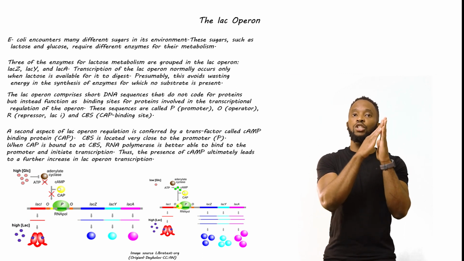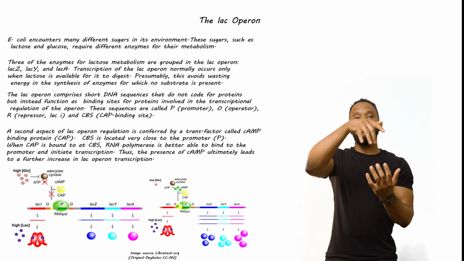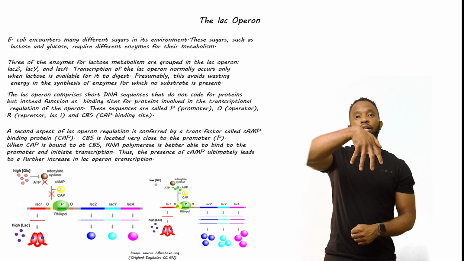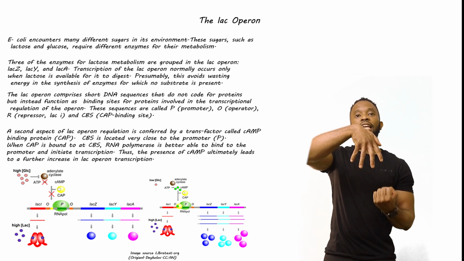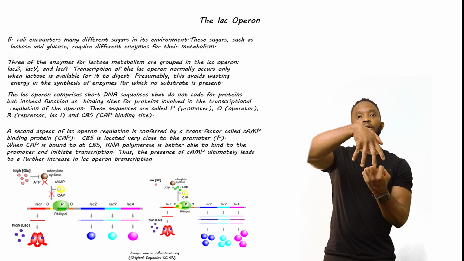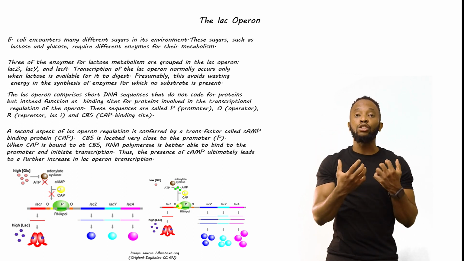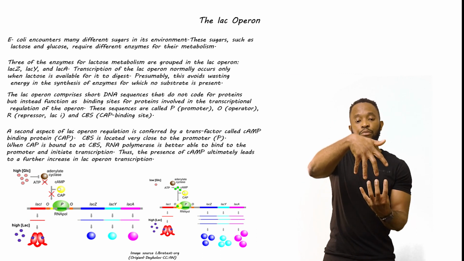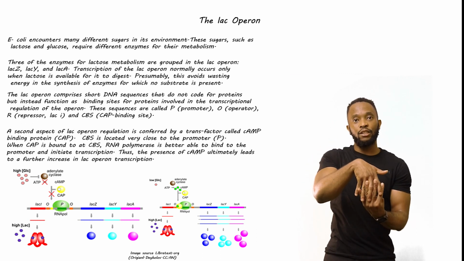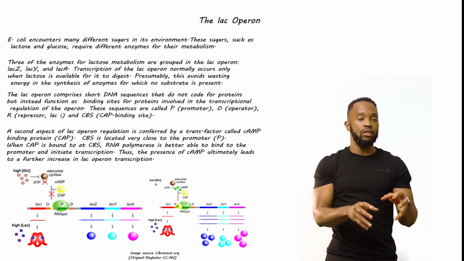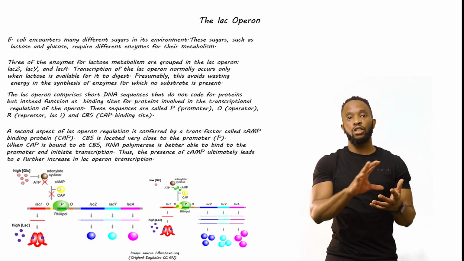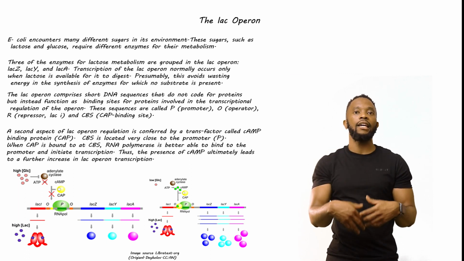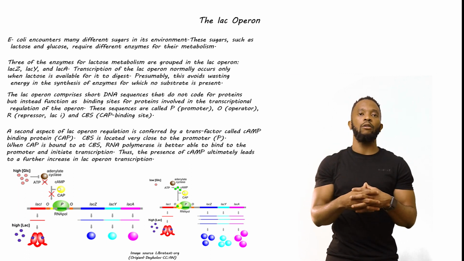So this is like a switch button, on and off. If this is your operator, when you have lactose, your repressor will not be able to bind. But as soon as you don't have lactose anymore, your repressor binds like this to your operator, and as a result prevents the transcription and eventually the production of the Lac A, Lac Z, and the Lac Y.